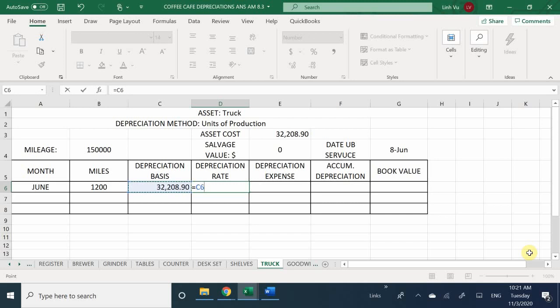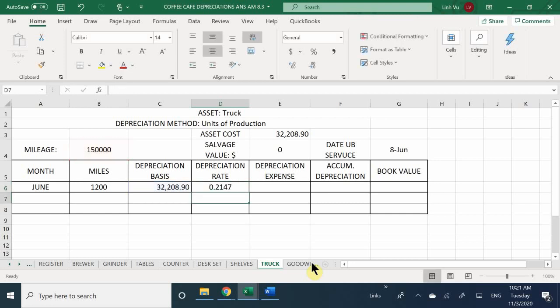divided by the mileage. Which one? 150,000, right? Your total number of units that it can produce, or estimated units it can produce. In this case, we're not doing units of production, we're doing mileage. So yes, that's how you solve for the rate. It's the depreciation basis divided by the total number of units it can produce, in this case, mileage. So what do I get here?